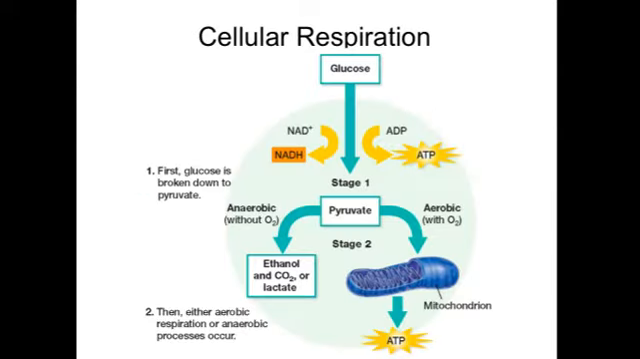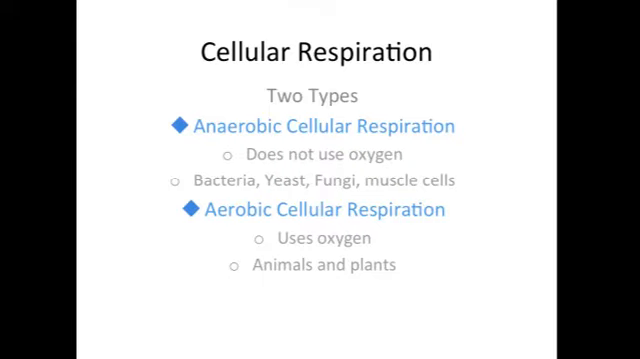We remember also that cellular respiration has two types. It's got anaerobic over on this side and aerobic on this side. And remember, the biggest difference here is having oxygen or not having oxygen. What is the big difference between the two? Anaerobic cellular respiration does not use oxygen. It occurs in bacteria, yeast, fungi, and muscle cells, where aerobic cellular respiration uses oxygen and occurs in plants and animals.